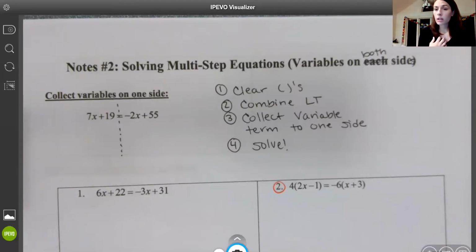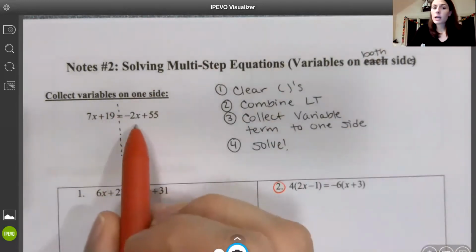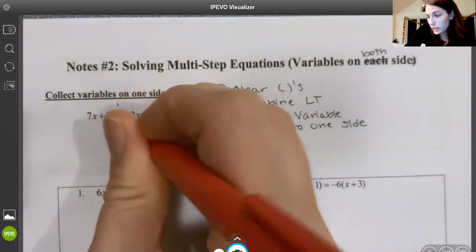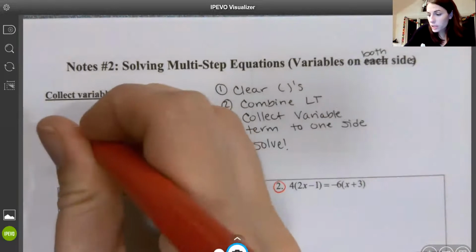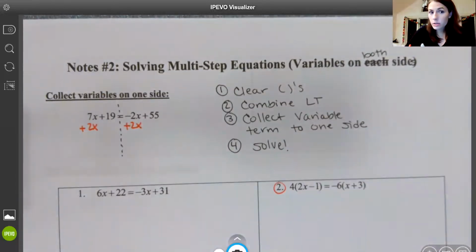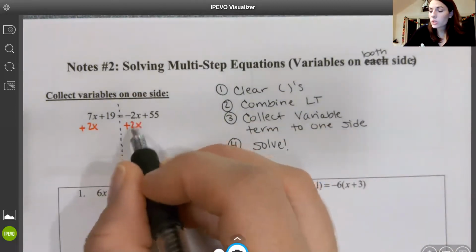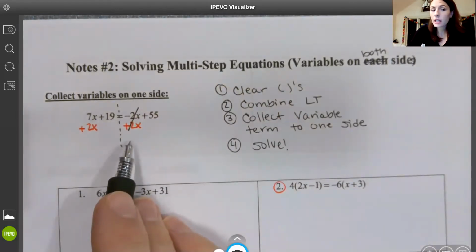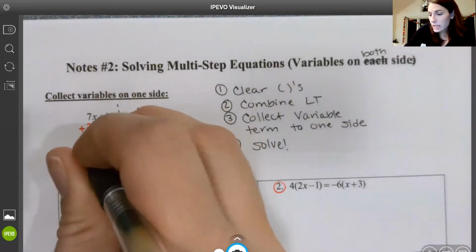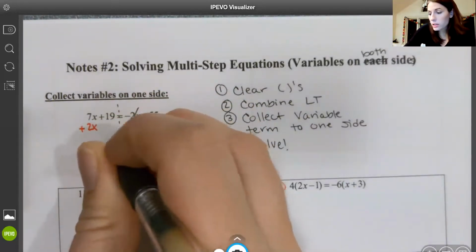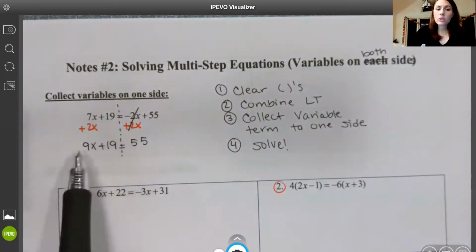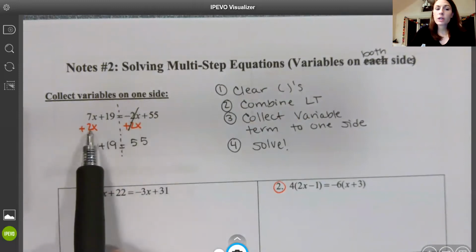So one way that I could collect variables to one side would be to say, okay, if I want to move this negative 2x, I'll add 2x, and whatever I do to one side, I need to do to the other side, okay? And the purpose of doing that would be negative 2x and positive 2x would cancel out, or give me 0 x's on this right-hand side. And it would give me 9 x's altogether, so I'll have 9x plus 19 equals 55. So by using inverse operations, I've collected my variable term to one side.